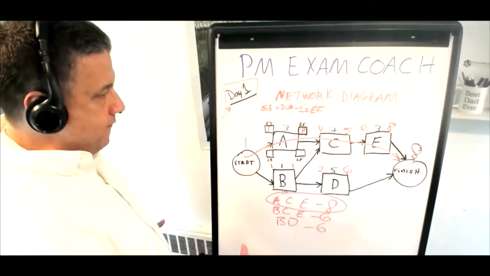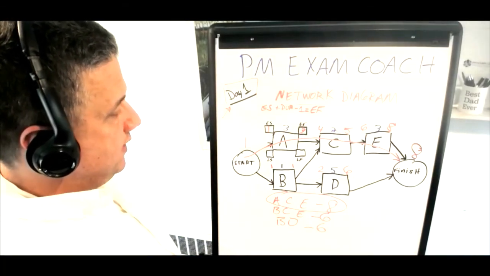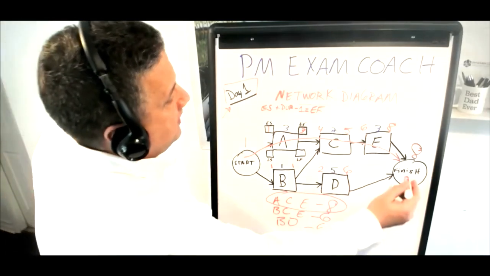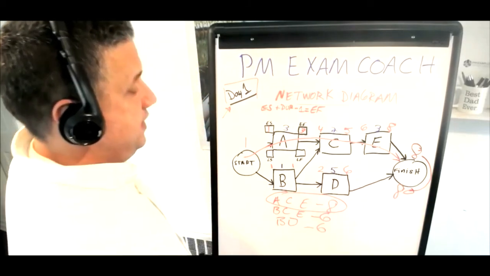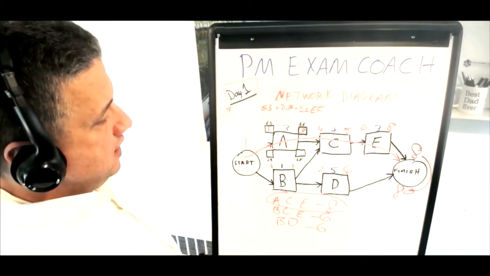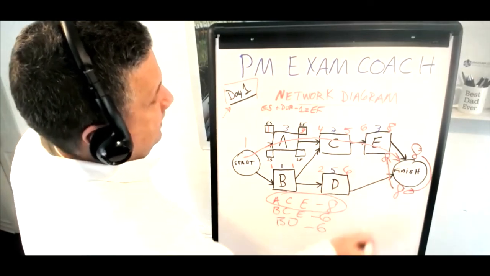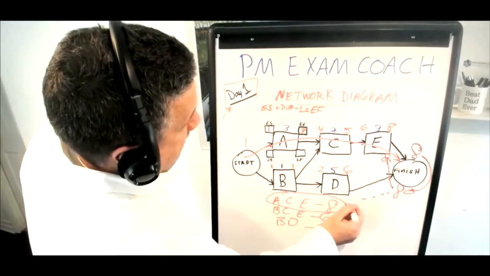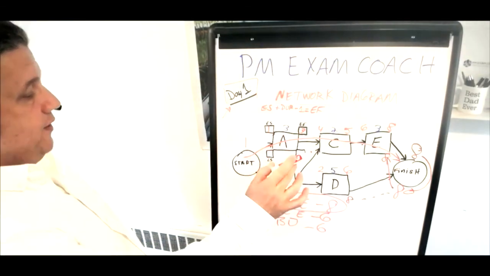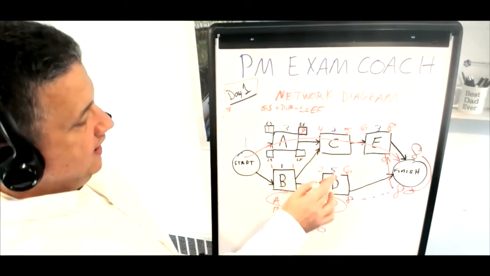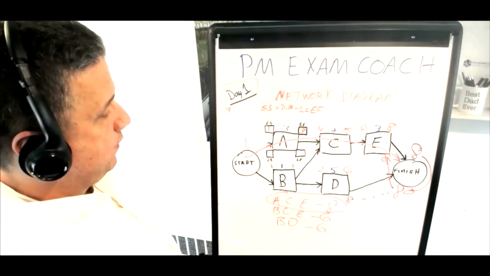All right, so now we've done our forward pass, and it's time to come around and do the backward pass. In your mind, I want you to think of swapping this 8 down underneath to the bottom, and then you're going to pass it backwards. So you're going to bring it up to here, 8, and over here, 8. Now you've got your late finish for E and your late finish for D is 8. So now we're going to come backwards.